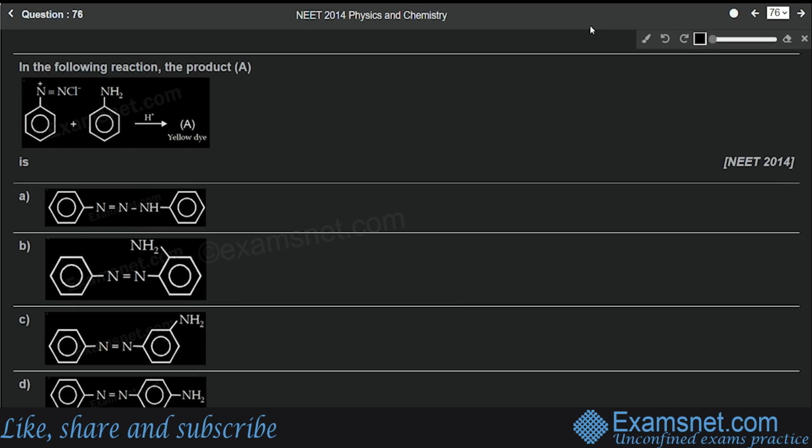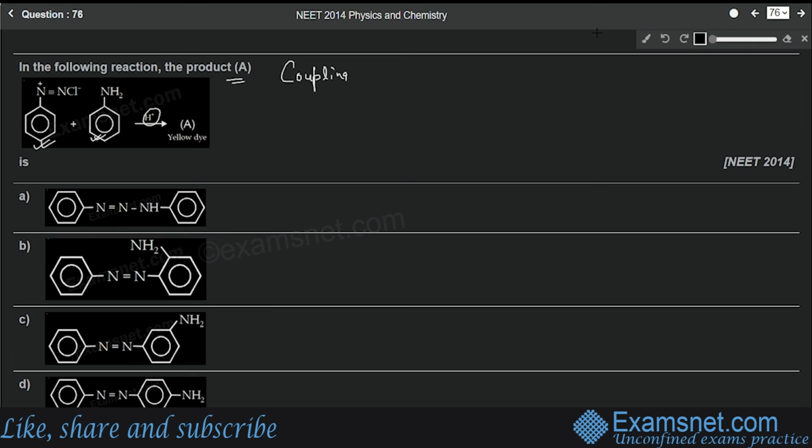Question number 76 is from the chapter amines, and the question is: in the following reaction, the product A is? So we have two reactants, one is a diazonium salt and the other is aniline. The reaction is taking place in an acidic medium because H plus ion is involved, and as a result the product formed is a yellow dye. So we have to identify the product. Okay, so this is an example of a coupling reaction.